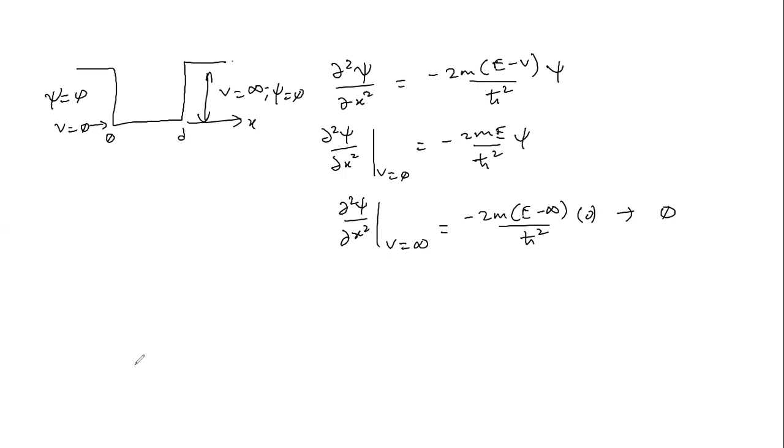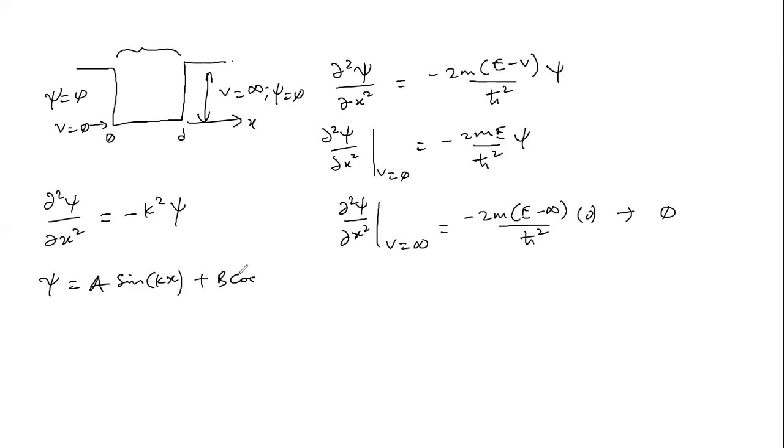Now, since the wave function takes on values inside the well, inside this confinement, d squared psi, dx squared, is the same as negative k squared psi inside the well, such that the wave function therefore has a solution of this kind: a sine kx plus b cos kx.